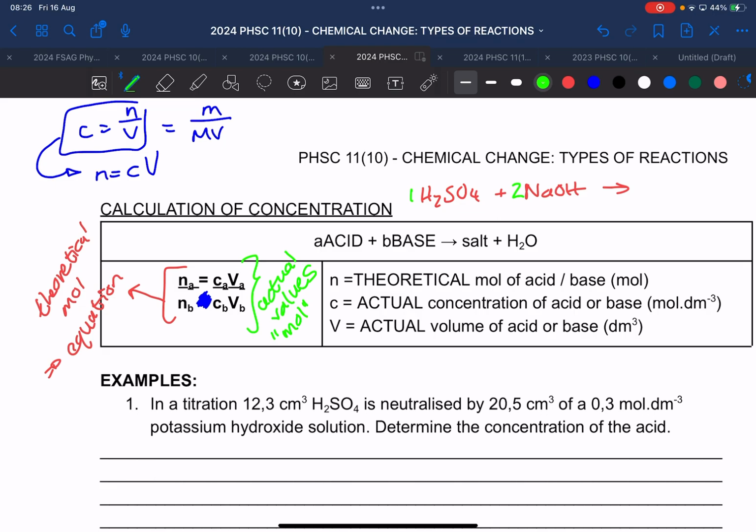Okay, so like I've said, this is a ratio formula. It gives you the ratio of the acid relative to the base, how much you use, how much you get. Okay, let's look at an example.